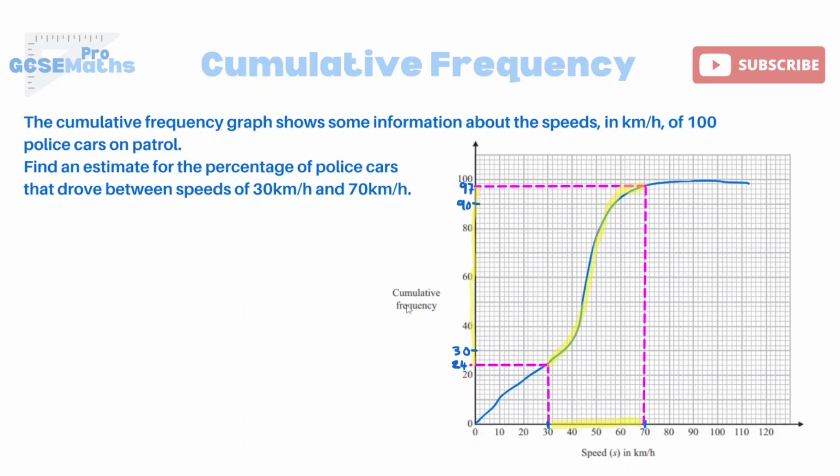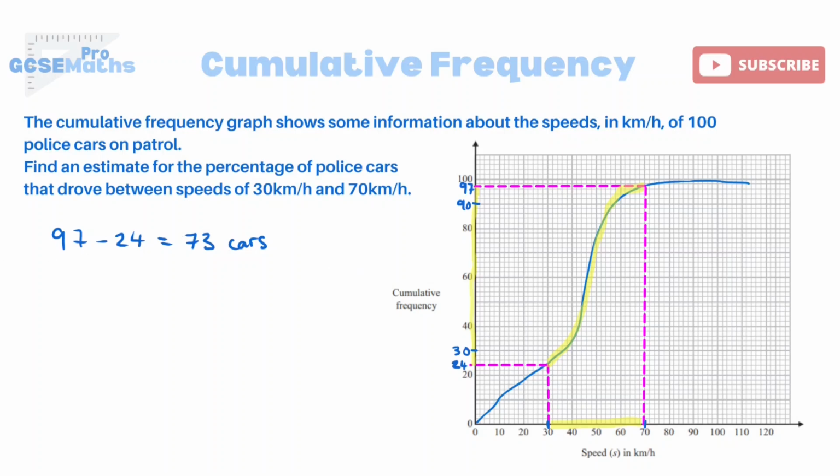Again, you should get a small range for your answers. So we want to know how many cars drove between those 2 speeds. So we're obviously not including the first 24 cars, are we? Because they are the ones who drove slower than 30. So we need to do now 97 minus 24. That gives me 73 cars, 73 police cars.